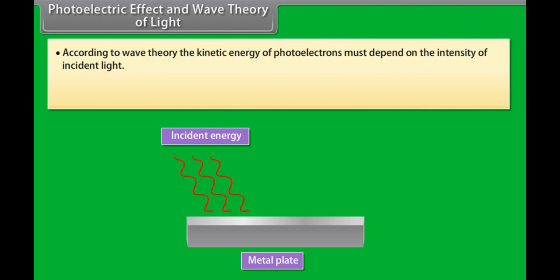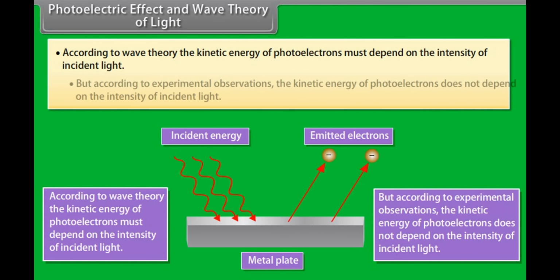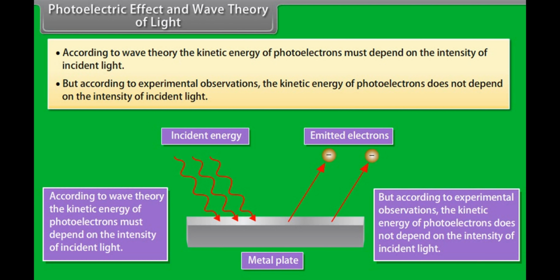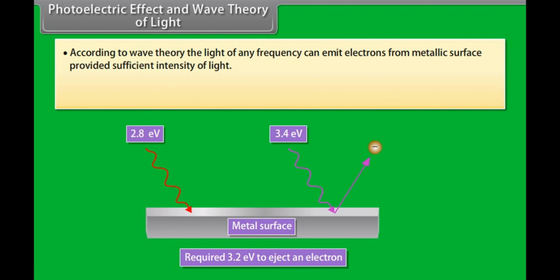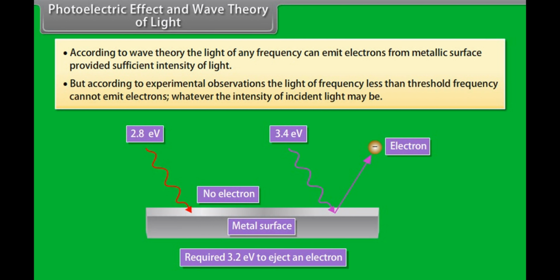not occur. Photoelectric effect and wave theory of light. According to wave theory, the kinetic energy of photoelectrons must depend on the intensity of incident light. But according to experimental observations, the kinetic energy of photoelectrons does not depend on the intensity of incident light. According to wave theory, light of any frequency can emit electrons from a metallic surface provided sufficient intensity of light. But according to the experimental observations, light of frequency less than threshold frequency cannot emit electrons, whatever the intensity of incident light may be.